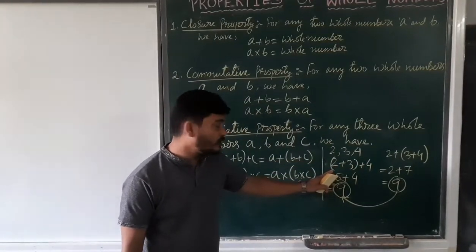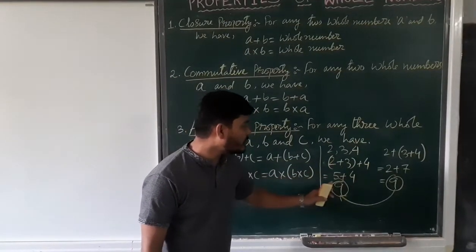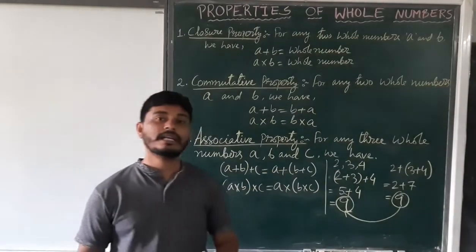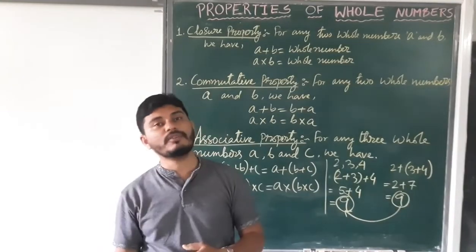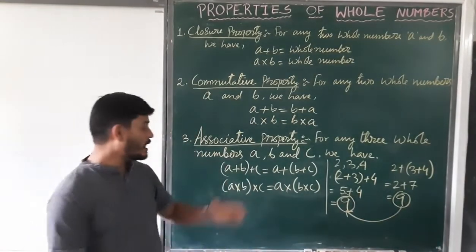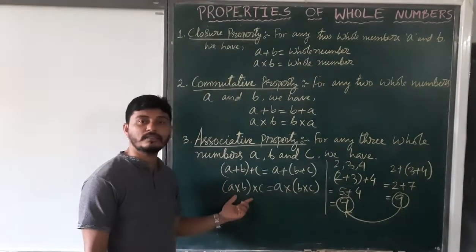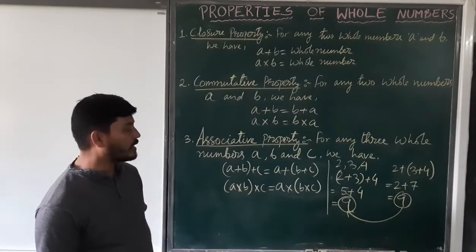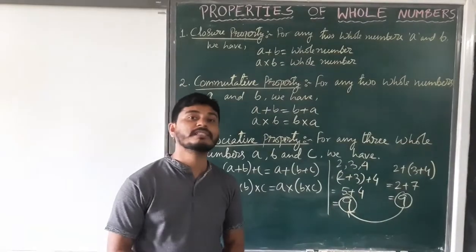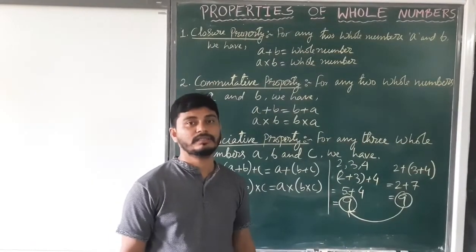In this first case we have added 2 and 3 first. The property is we can add any two first and then the sum with the third one, we get the same result. Okay, and the same applies for multiplication also. Alright, and here also it will not hold in case of subtraction and division.